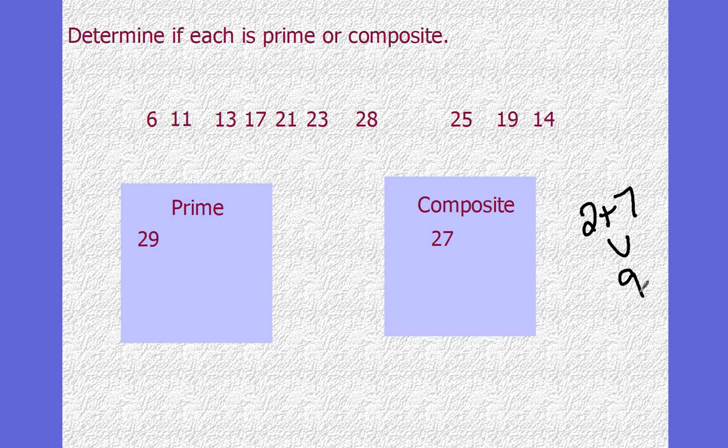The multiple of 9. Therefore, 27 has to be a multiple of 9.